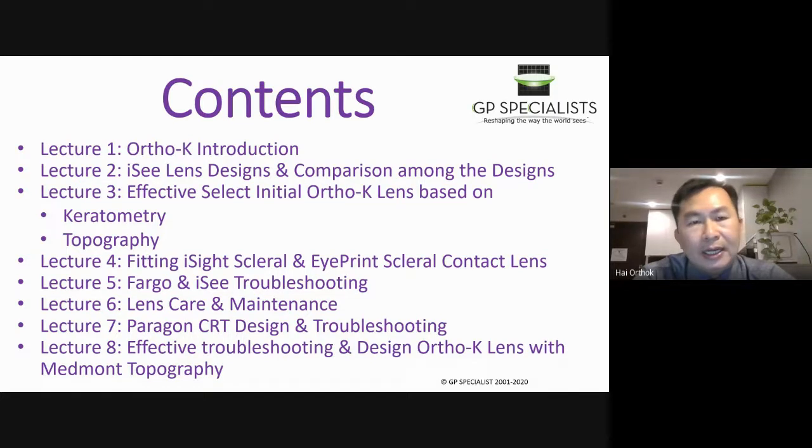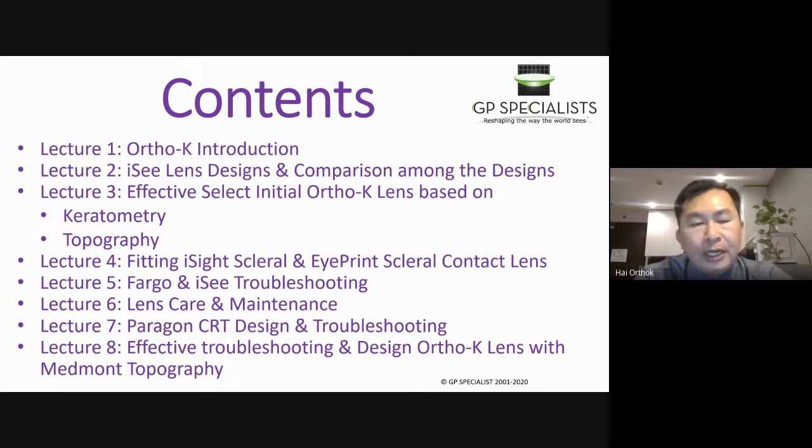Lecture 1 is about the introduction to Ortho-K that most people know. Lecture 2 will be IC lens design and comparison of the design with other designs. Lecture 3 will help you to effectively select the initial lens based on keratometry and based on topography. There will be a huge difference between the information that you gather, so you can get a better initial selection with the topographer information.